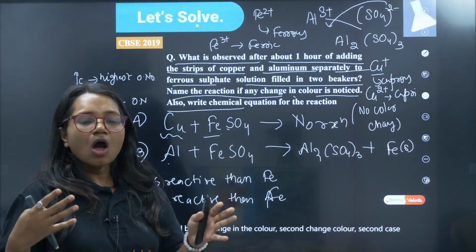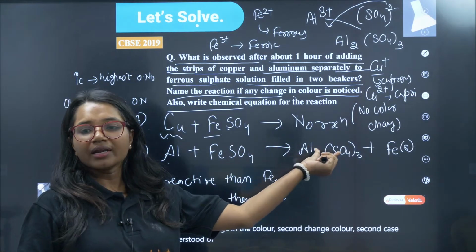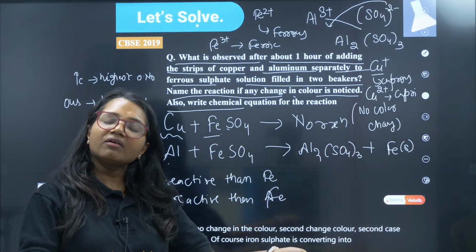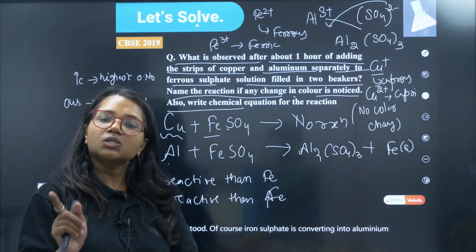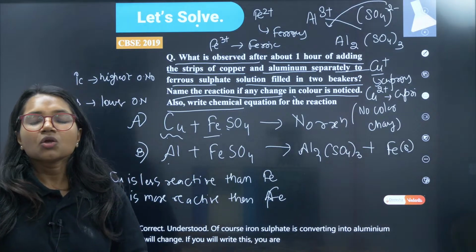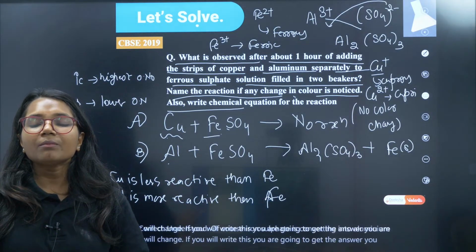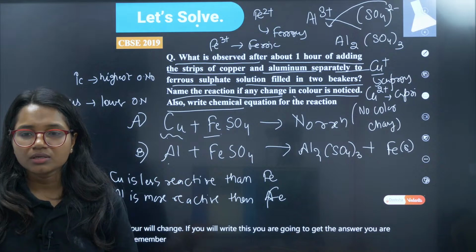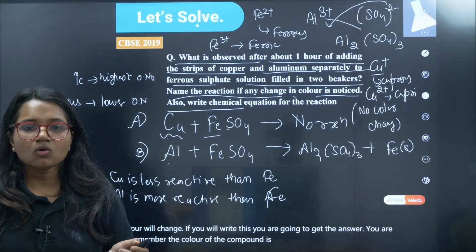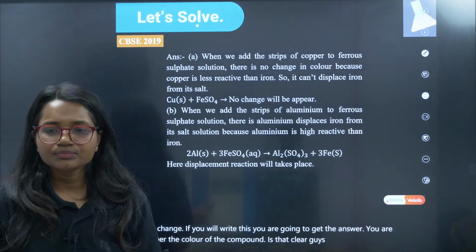Correct? Understood? Of course, iron sulfate is converting into aluminium sulfate, so the color will change. If you write this, you are going to get the answer. You are not supposed to remember the color of the compound. Is that clear, guys? So is this question clear?